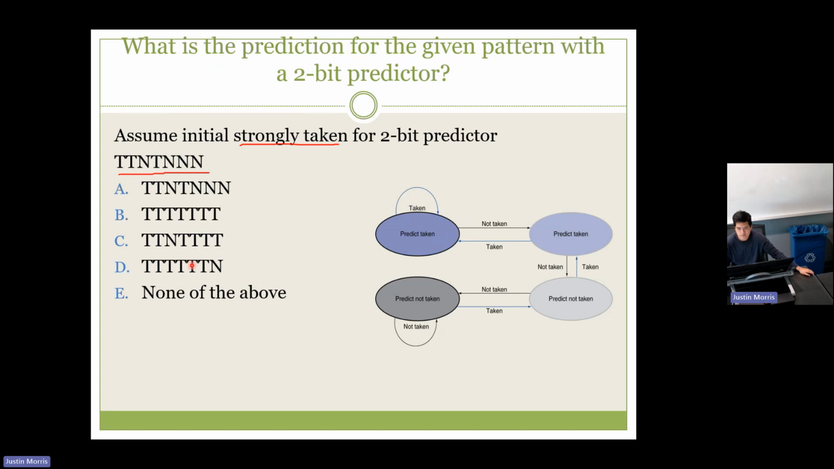We were wrong. So we move to weakly taken. So we still predict taken. We're wrong again. So now we move to weakly not taken. So the next prediction should be not taken. Not taken. So we like D. And then what's my ending state? Strongly not taken. Strongly not taken, right? Because this not taken was correct. So this is D.